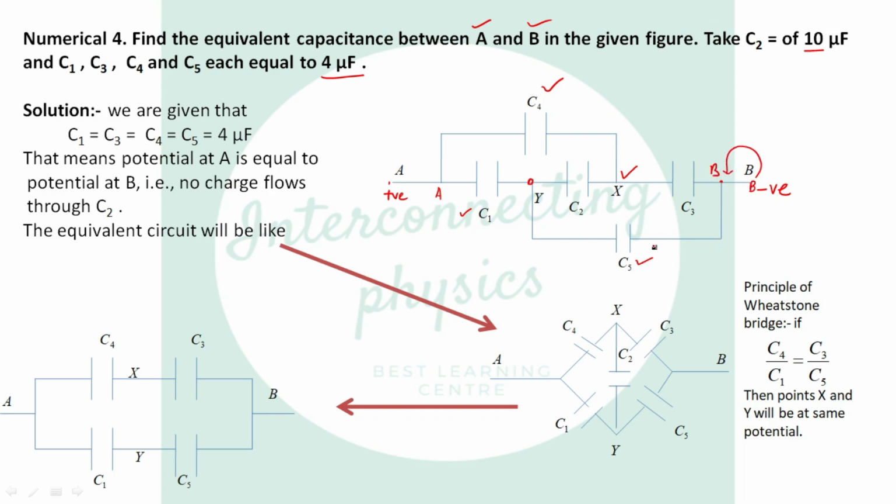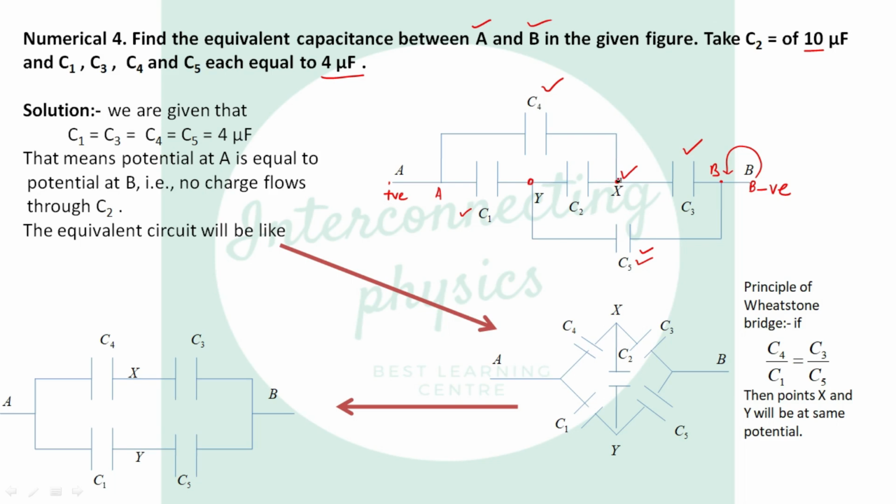Now from B to Y, obviously there is a capacitor, that is C5, so there will be a potential drop across C5, so point Y here and point B here. Now from B to this again capacitor C3 is present, so a potential drop will be there, and here point B and another point, that is X. We have already assumed this point as X.